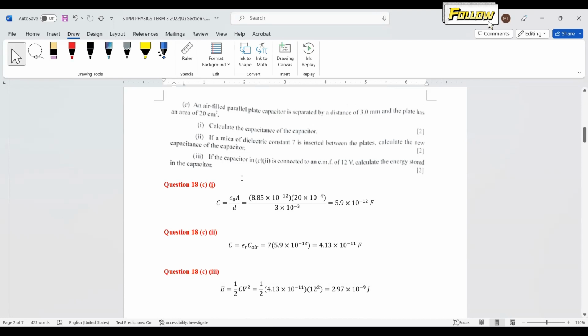And then the last question: if the capacitor in C2 is connected to an EMF of 12 volts, calculate the energy stored in the capacitor. Also straightforward, we have the formula half CV squared. Just put in all the values given and the energy is 2.97 times 10 to the power negative 9 joule. So that's all for question 18. Thank you.